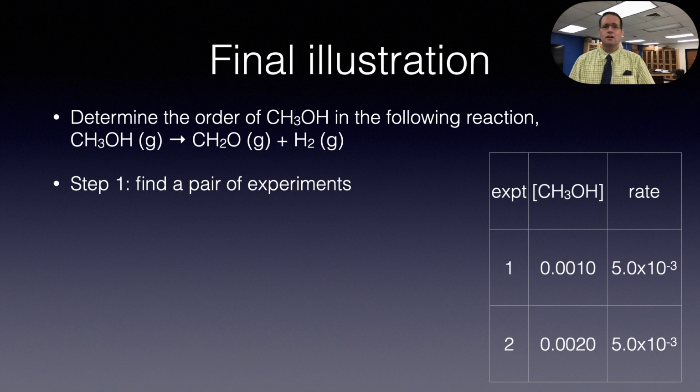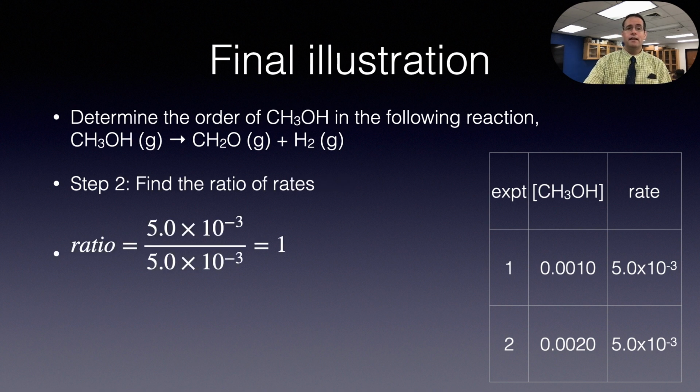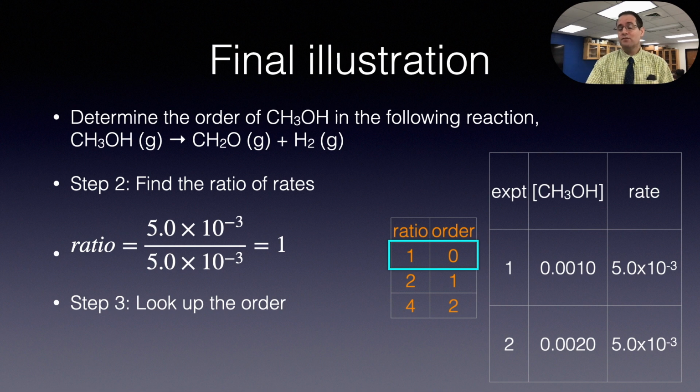Let's look at our final illustration here. Again, we have just 2 experiments, so we skip step 1 again. And we want to find the ratio of rates. Here it's trivial. There is no higher or lower. You do the ratio and it's 1. Is that right? Is that possible? Yes, it's possible for the ratio of the rates to be 1, and that's why it's in this table. The order is going to be 0.